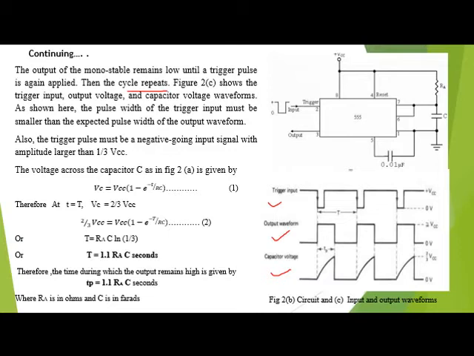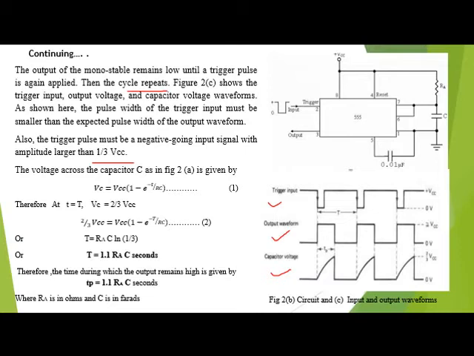And also the trigger pulse must be a negative going input signal with amplitude larger than 1/3 of VCC. And here, the voltage across capacitor C, when it is charging, VC equals VCC into 1 minus exponential of minus T divided by RC, where R is nothing but RA, at T equal to 0.